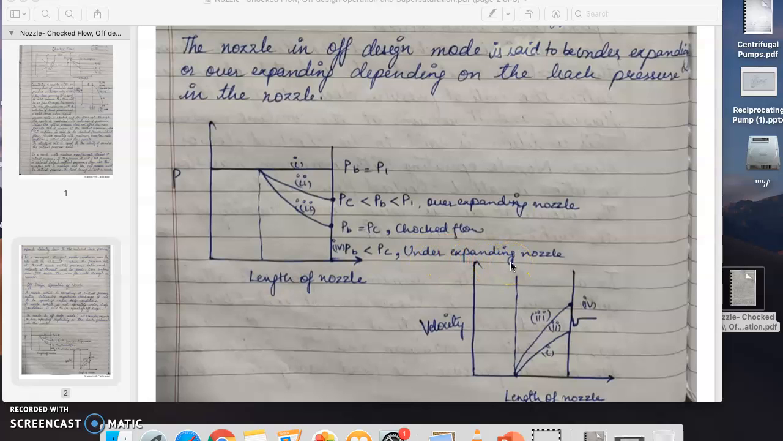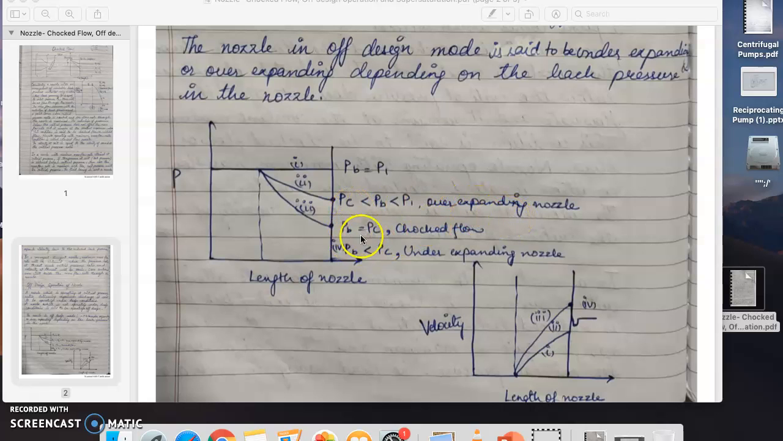And if the back pressure is higher than the critical pressure, then it will be an over expanding nozzle, but the pressure P_B should be less than P1. Of course, in case P_B is equal to P1, it will be the no flow condition, which is this one. Then if the pressure is less than P1 but greater than P_C, it will be an over expanding nozzle.